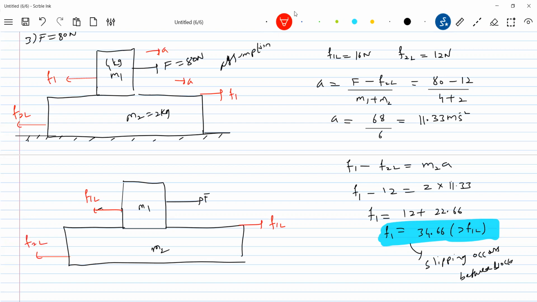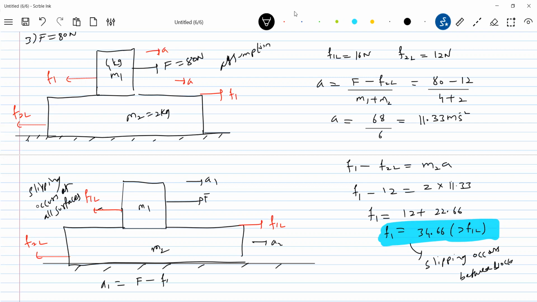Shall I put it in a simple way? Slipping occurs at all surfaces, and the blocks will have different accelerations. Then calculate them. Slipping occurs at all surfaces. So what is the expression for acceleration? A1 is equal to F minus F1L by M1. A2 is equal to F1L minus F2L by M2.